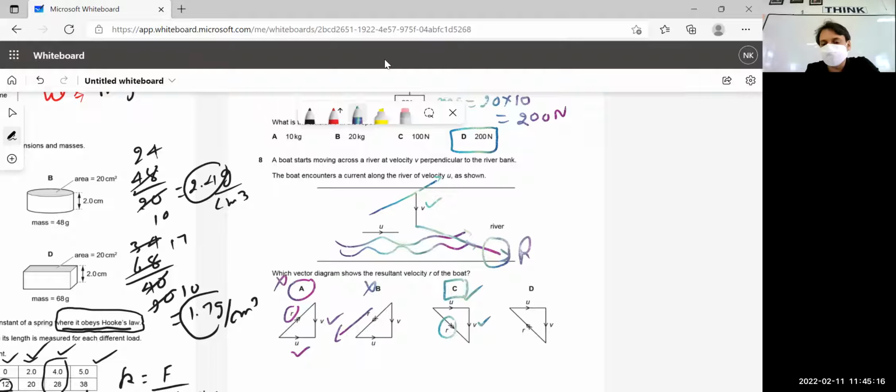What is the problem with D? D is not the resultant here. You can see U here, V here, and the direction of the resultant we know as per the triangle law in vector addition. The resultant R should be opposite to the order of U and V. So for question number 8, children, the right answer is C.